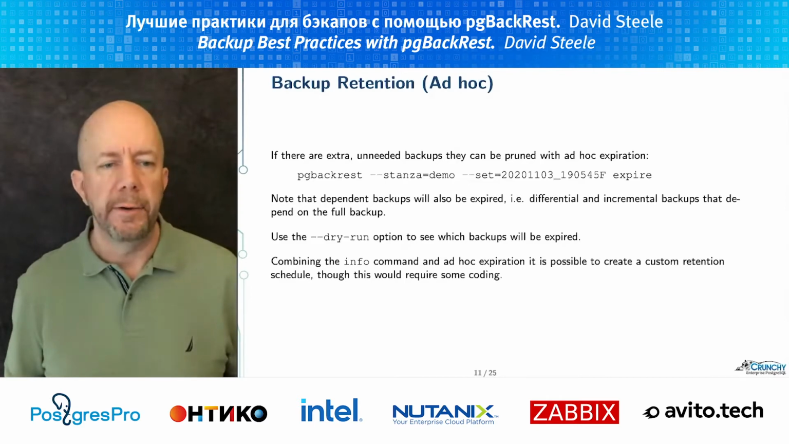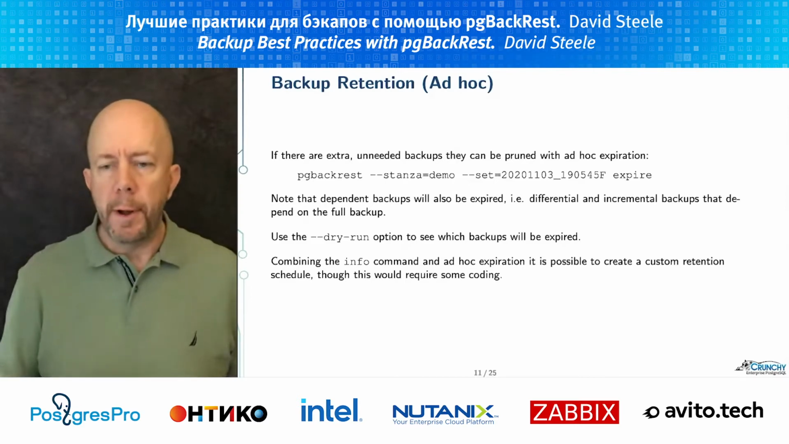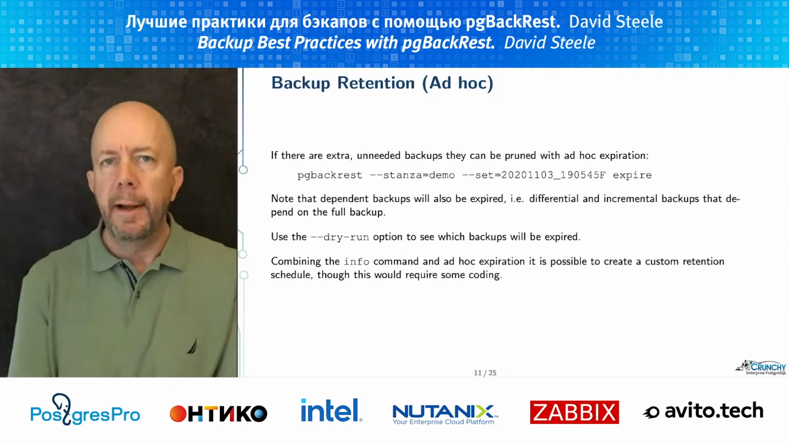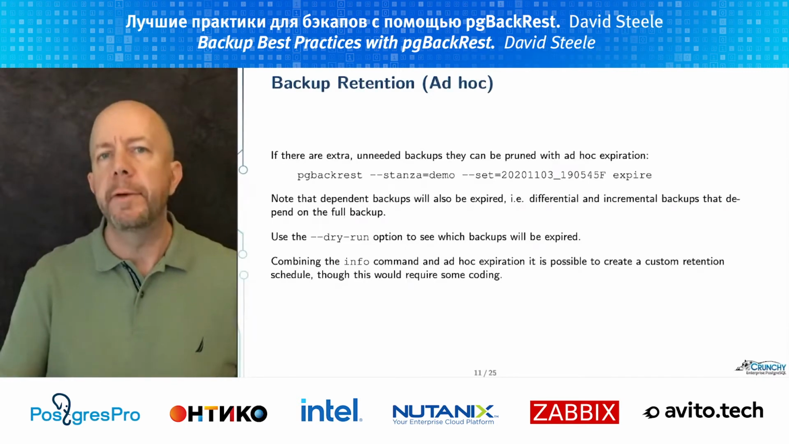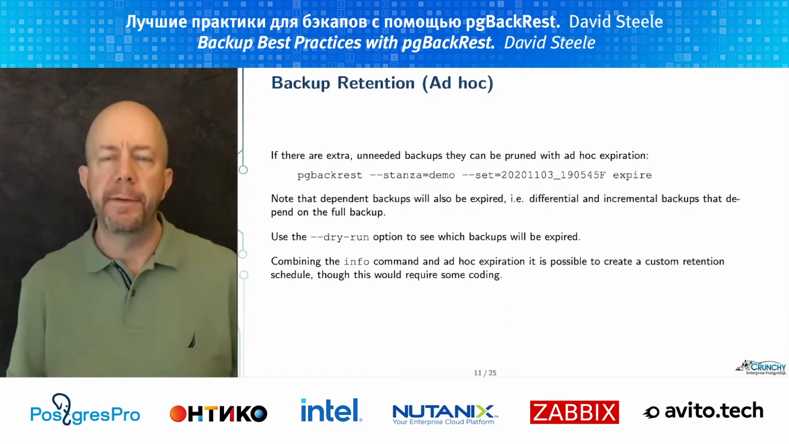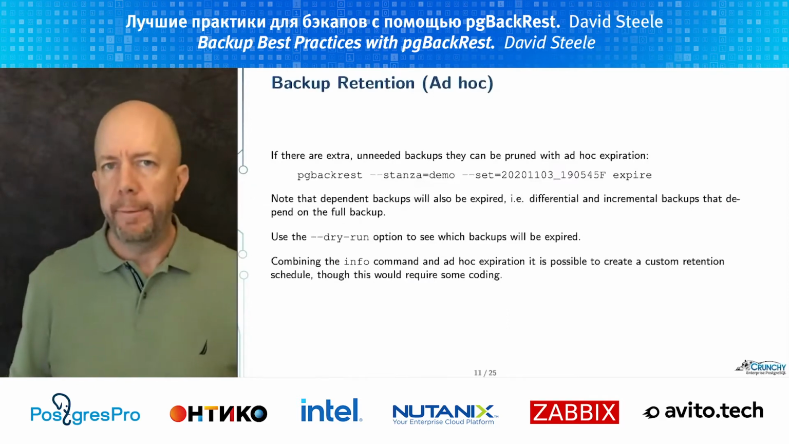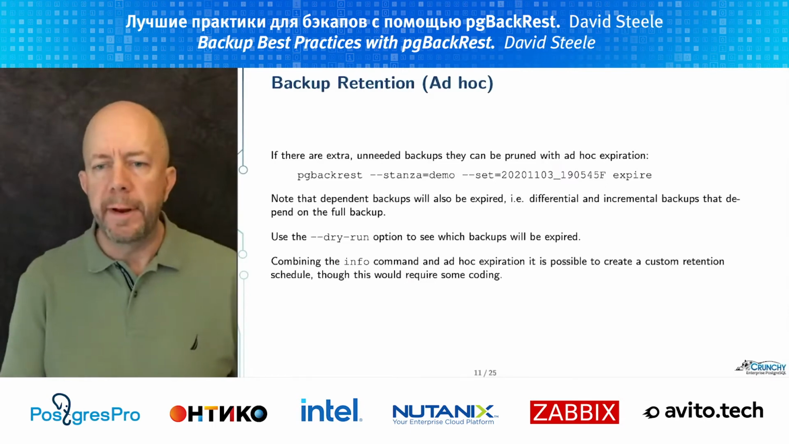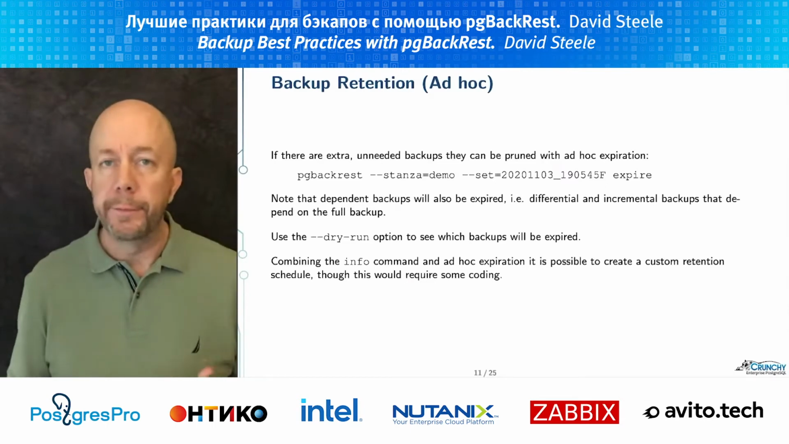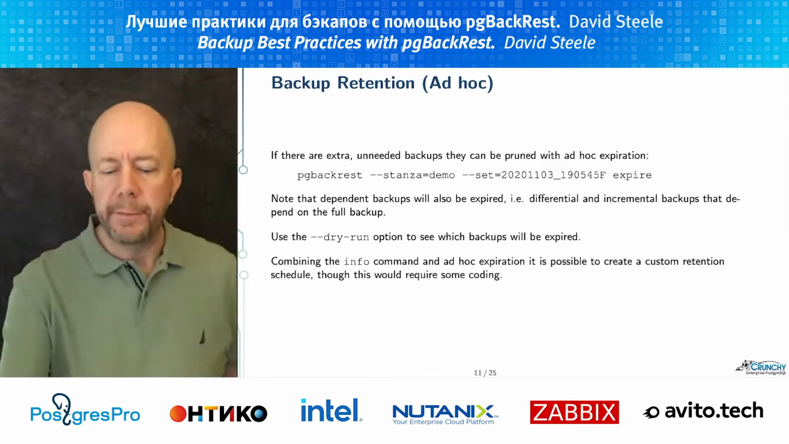The dry run will not delete anything, but it will let you know exactly what backups are going to be affected by your expiration. So if you want to have a completely custom expiration scheme, retention scheme, you can actually combine the info command, which will give you a backup list in JSON format and when they were actually made. And then you can use ad hoc expiration to prune out the backups that you don't want. This, of course, is going to require some coding. You'll need to have some kind of scripting around that to make that work.